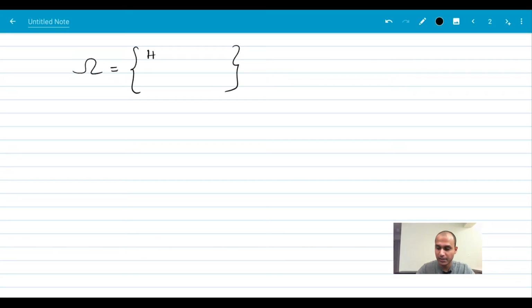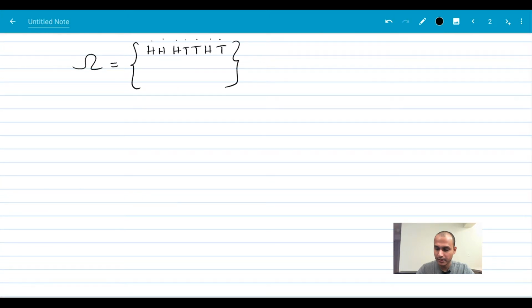So maybe the first outcome is heads, heads, heads, tails, tails, heads, tails, which means I flipped the coin 7 times. The second outcome can be heads, heads, heads, tails, tails, tails, tails. And one of the outcomes can be just tails, tails, tails, tails, tails, tails, tails. The number of outcomes just happens to be the number of sequences. You saw this before in terms of counting: at each coin flip, I have two choices, so it's 2 to the power 7. That is the number of outcomes, which is the size of the sample space.